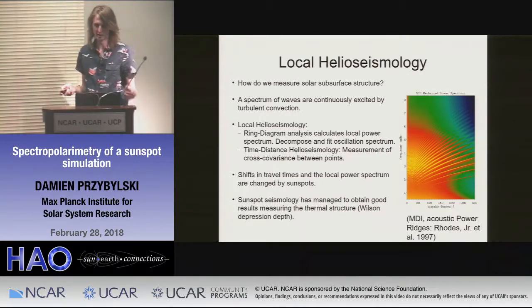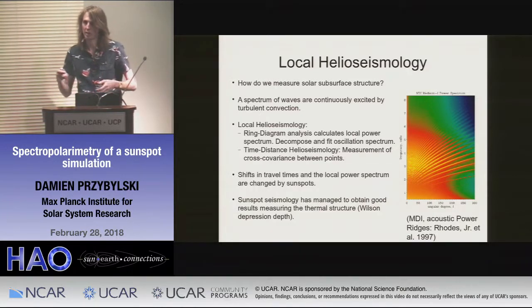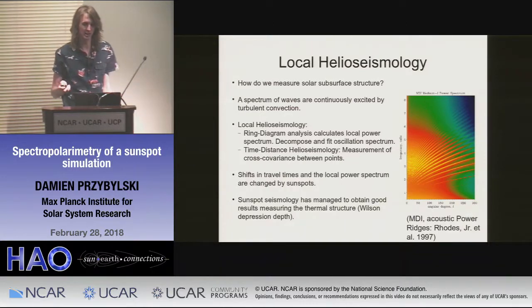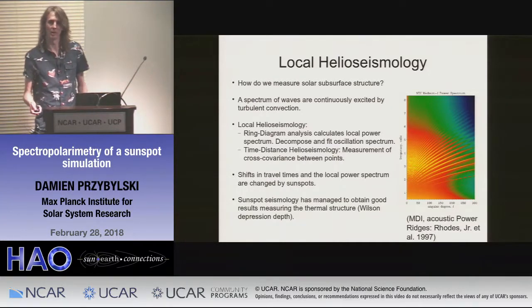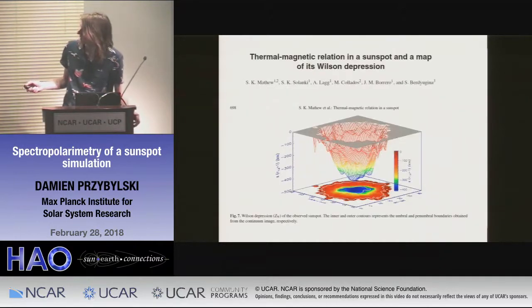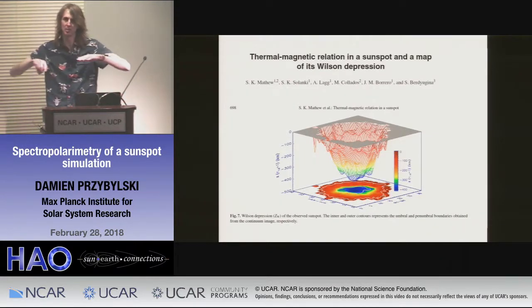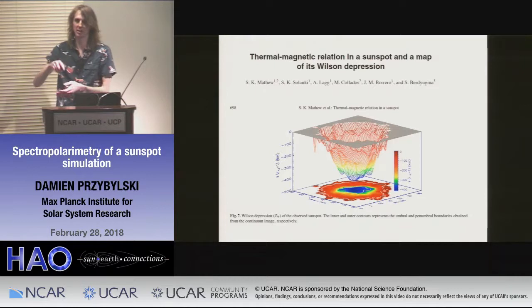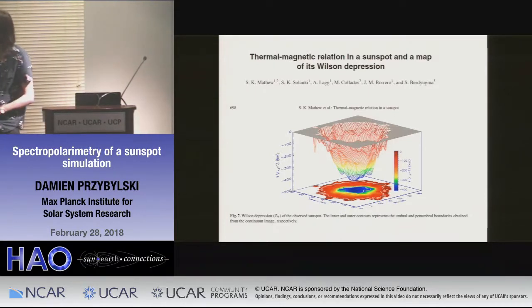So I'm more on the forward modeling side of things, and particularly I want to see what we can find out about sunspots. Currently sunspot seismology has obtained pretty good measurements of the thermal structure of a sunspot, by which I mean the Wilson depression. My next slide shows that when we see a sunspot, due to its cooler temperature, the height at which the light we observe is formed is depressed deeper into the solar surface. We call this the Wilson depression, or the depression of the surface of the sun due to the magnetic field. Well, due to a bunch of effects, but based on the magnetic field.